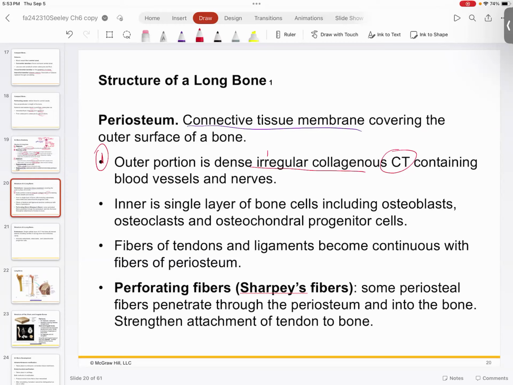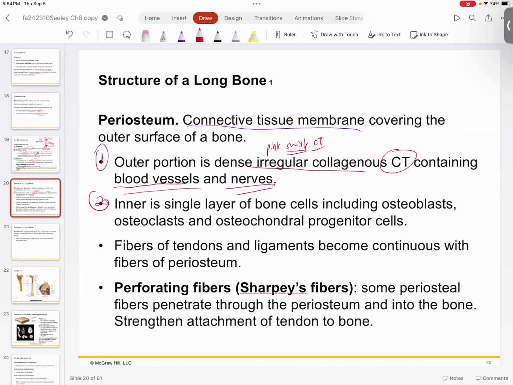Remember, this is the one that is the pink swirls. So dense, irregular, collagenous is basically that pink swirly type of connective tissue that typically forms, for instance, the dermis, the dermal connective tissue in your skin. It also is the main component of scar tissue. So this is basically what's in that periosteal connective tissue. It's going to allow safe passage of things like blood vessels and nerves, so that you can innervate and feed the bone cells that are in the bone itself.